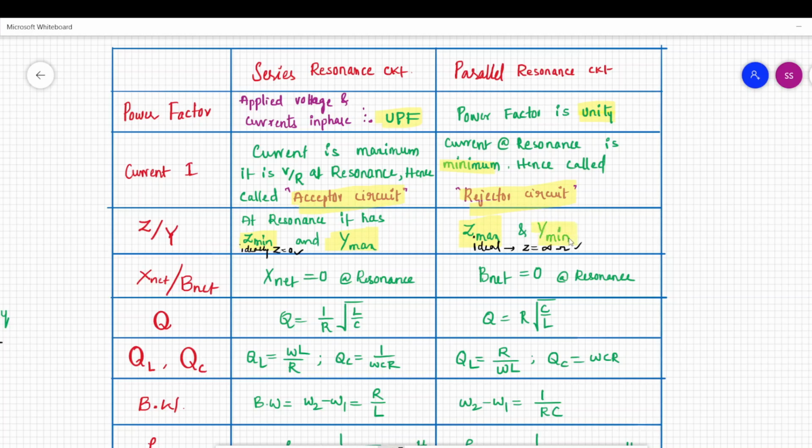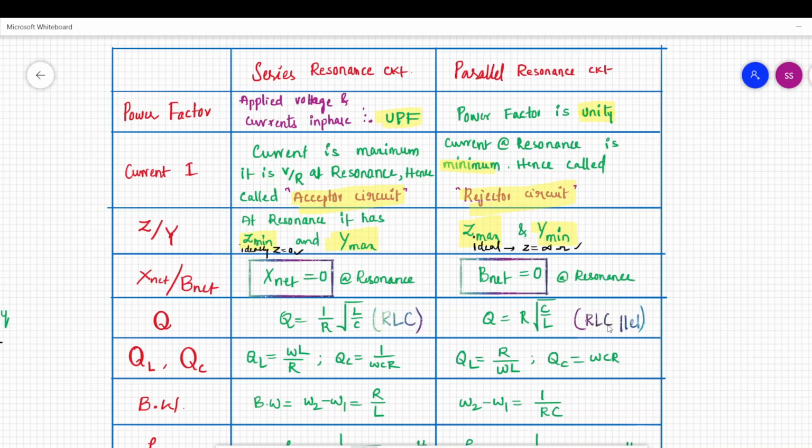Okay, now let us talk about reactance or susceptance. We know that to obtain the resonance condition we are going to make the net reactance zero. That means the net reactance in the circuit is zero at resonance condition for series circuit, and similarly for parallel circuit the net susceptance is equal to zero. Now coming to quality factor, it is 1 by R root L by C for RLC series circuit, and it is R root C by L for RLC parallel circuit.